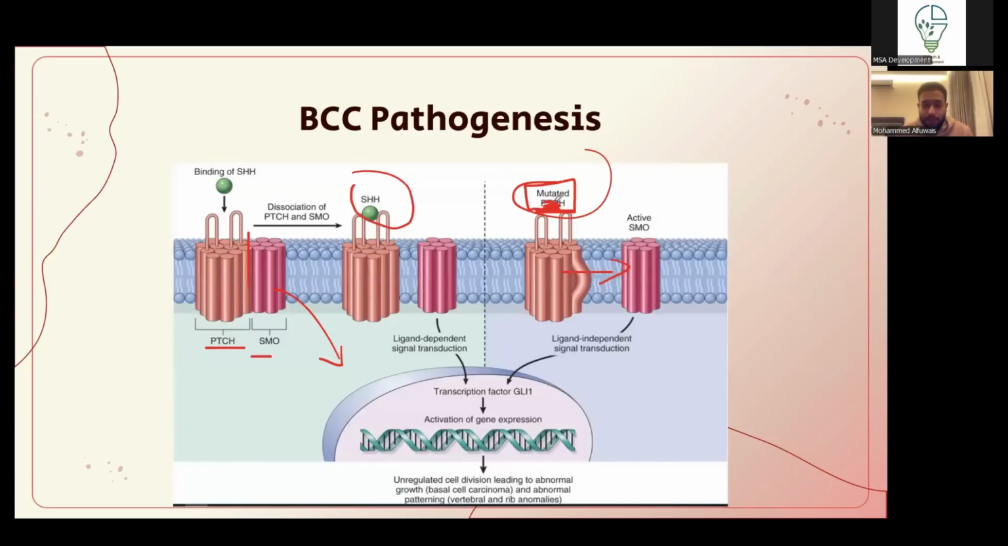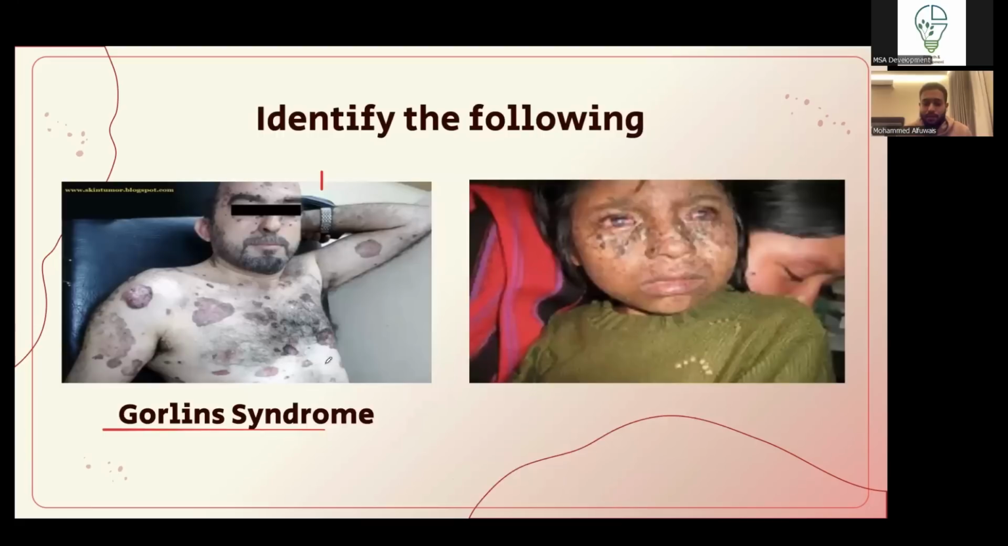What will mutated PTCH do? It will cause SMO to be continuously active. It will basically no longer need this ligand to bind to it anymore. Okay? So mutated active PTCH will keep activating SMO, and this SMO will cause more gene expression. Hence, abnormal growth. The cell division will no longer stop. Okay? This is in the case of Gorlin syndrome.